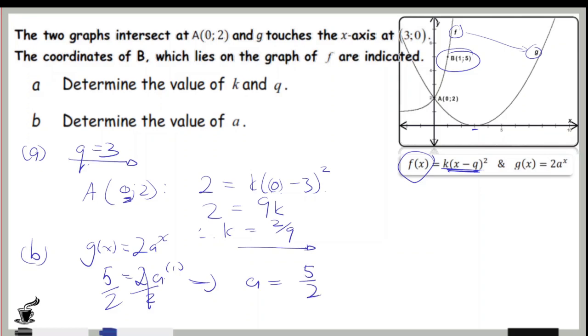Mark allocation for these is pretty simple. For q: substitution, final answer. And then over here, again, substitution and simplification, final answer. And that's about as simple as that gets. Moving right along, as they shall say.